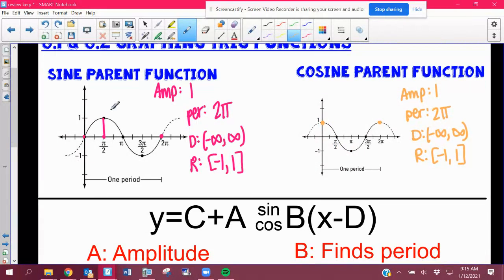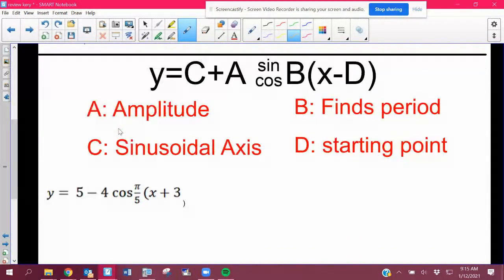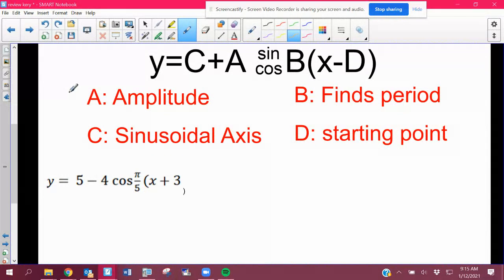Obviously, if you can look at them and graph them, you can tell me pieces of information about them. Here is, again, that general form that we use for any sine or cosine function with those transformations.